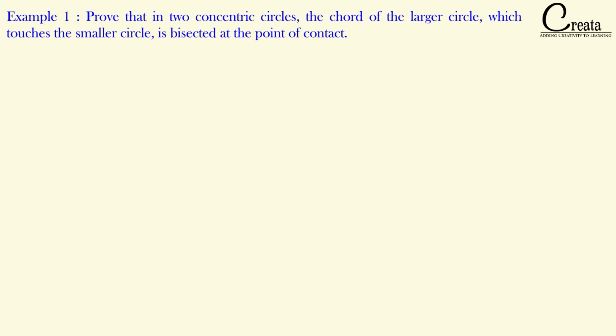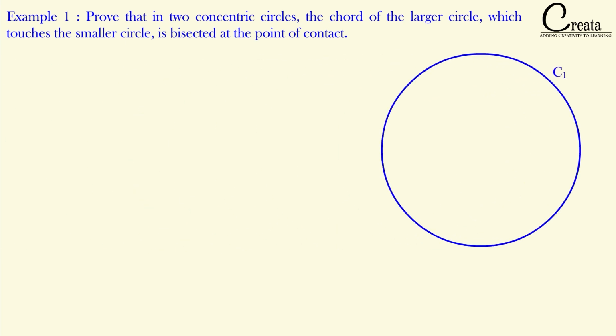Here let's have the circle C1. We have given the name to the circle as C1. And this circle C1 is having a chord. Let's give the name to this chord as AB. What is a chord? A chord is a line segment which joins any 2 points on the circumference of the circle. Here we are having the chord AB.